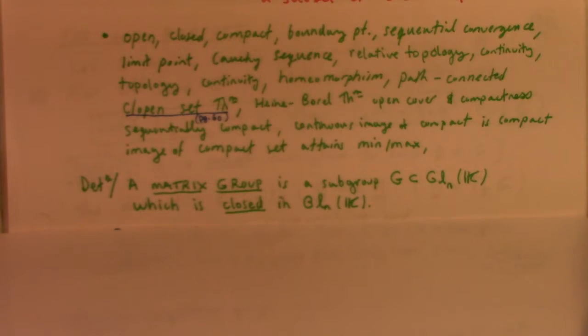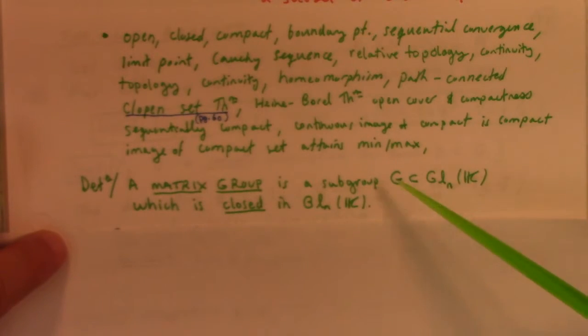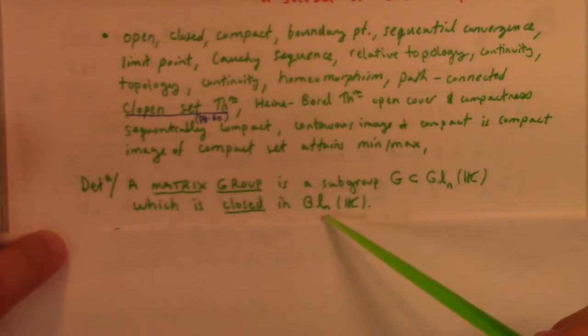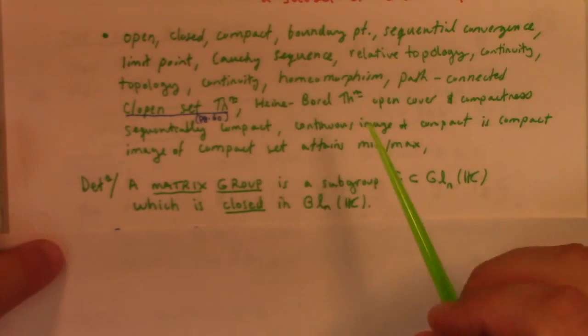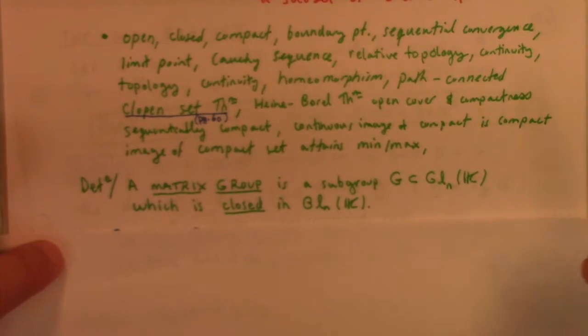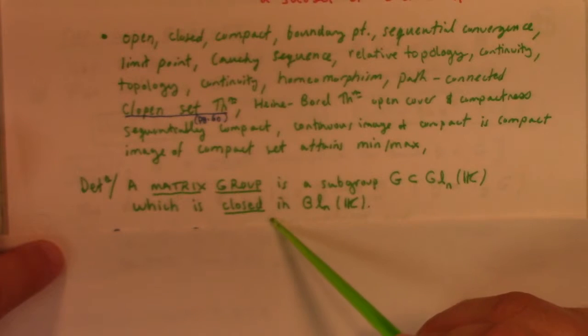But here's our definition. A matrix group is a subgroup of GL_n(K), which is closed in GL_n(K). I think that's supposed to be a G. I haven't defined any BL, so pretty sure that's a G. So a matrix group is a subgroup which is also closed.